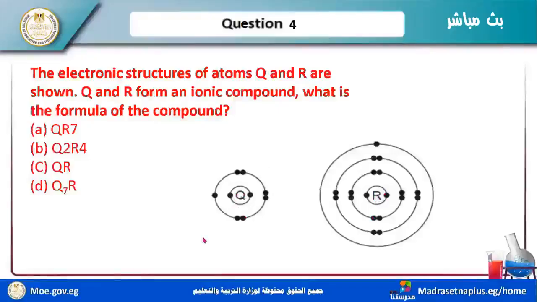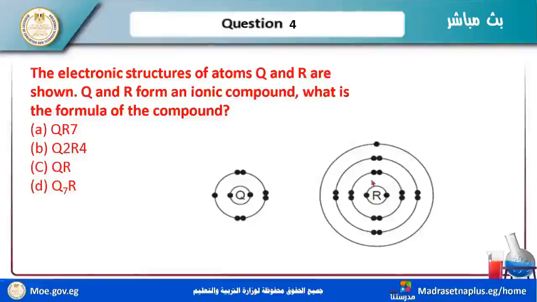We knew before that if you have 7 electrons in the outermost energy level, this atom is a non-metal, so it tends to gain 1 electron to reach the octet structure. And in the other atom, the number of electrons in the outermost energy level is equal to 1 electron. So it needs to lose this electron to reach the octet rule and the stable shape of the ion.